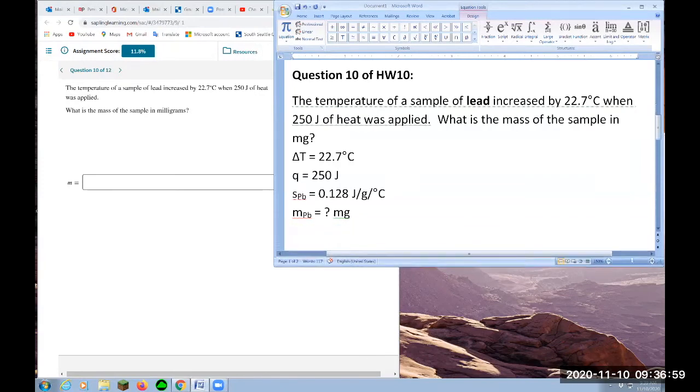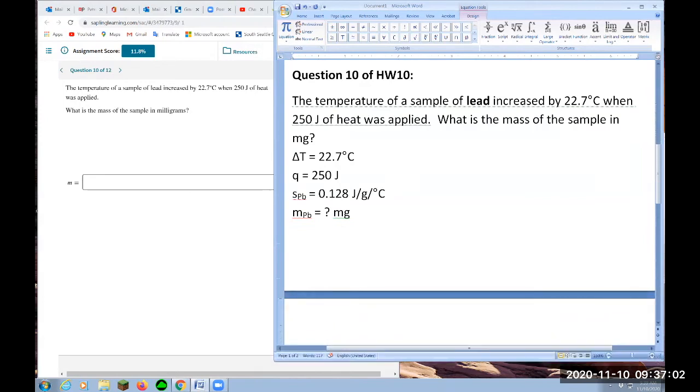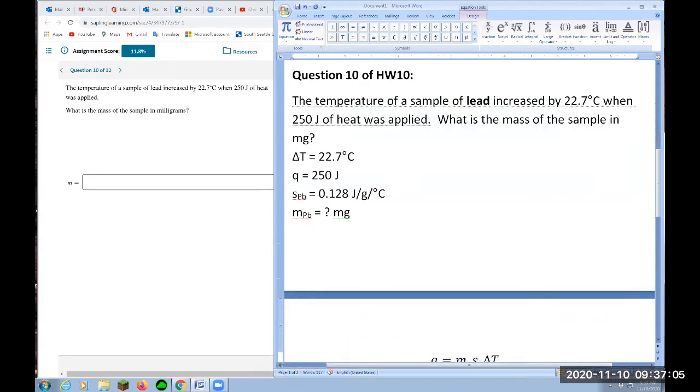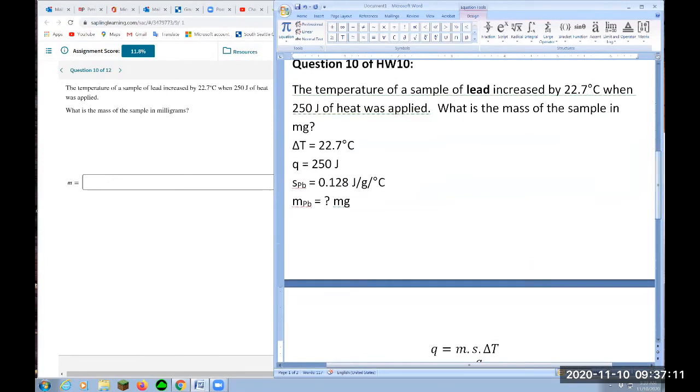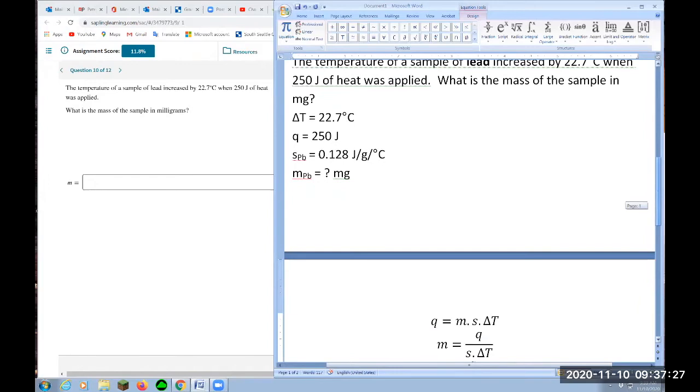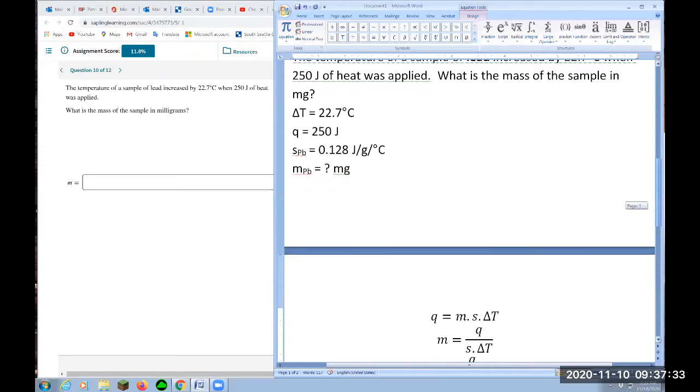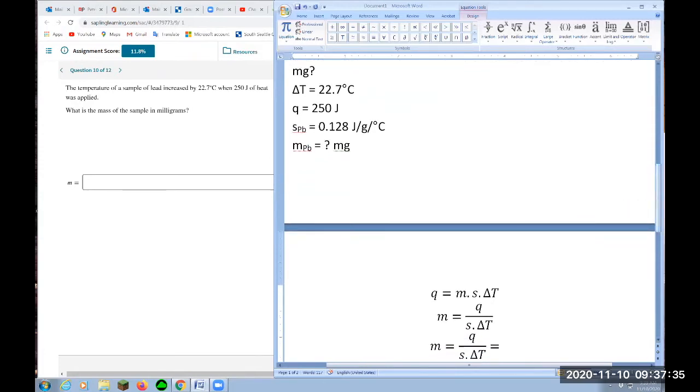So we will use the heat equation. The heat equation says Q equals m s delta T. But we are looking for m, the mass, so we need to rearrange and solve for mass. m will be Q divided by s delta T. You divide both sides of the equal sign by s delta T, and so m equals Q over s delta T. We are ready to plug in the values. Q has a value of 250 joules.